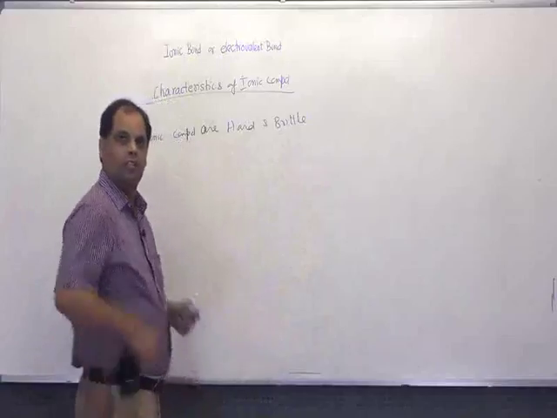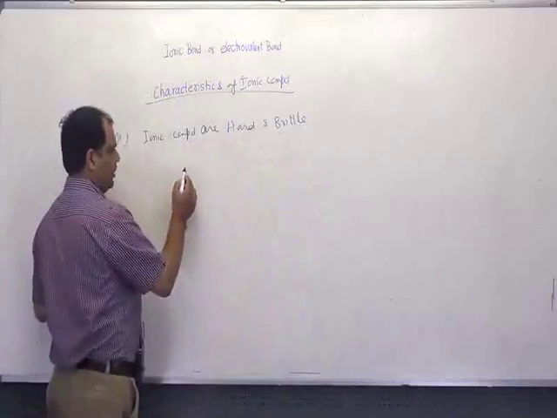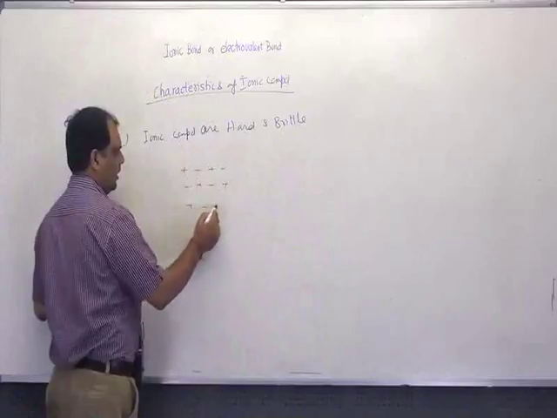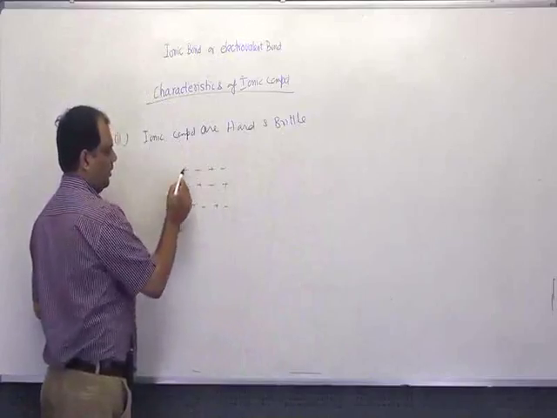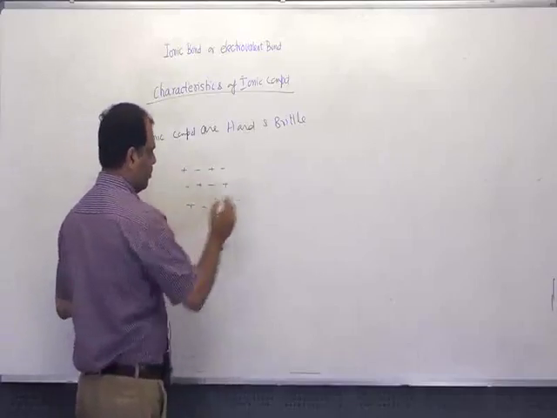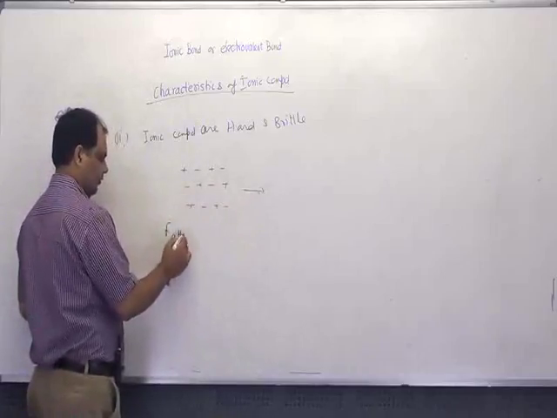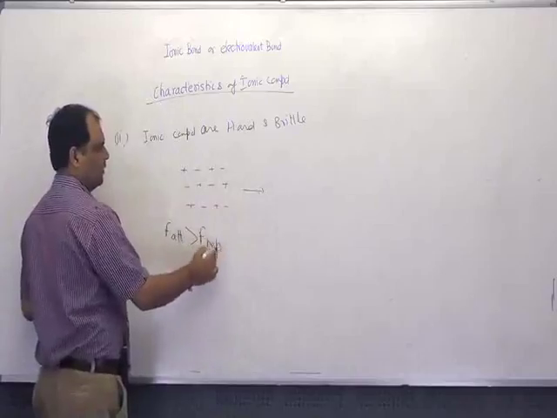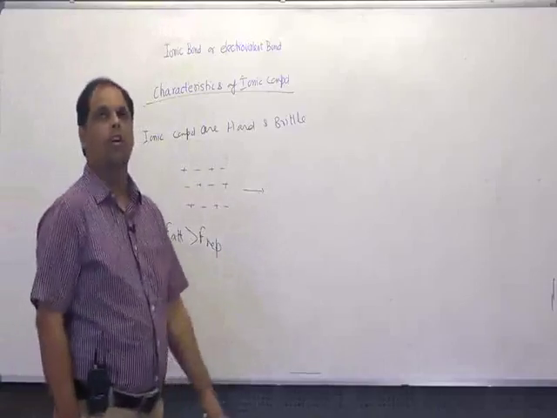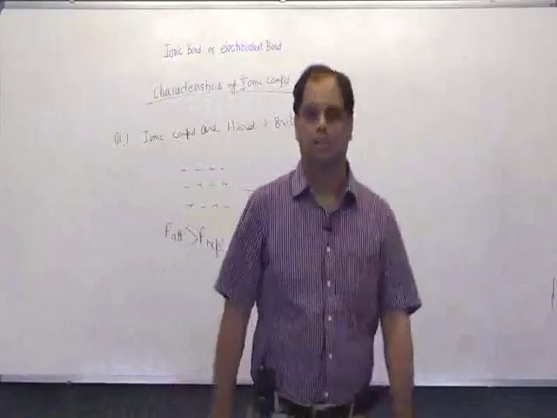Then brittleness: they are brittle because the repulsive force is also very high. For example, just say: cation, anion, cation, anion, anion, cation, anion, cation, cation, anion, cation, anion. This is ionic compound. Cation has closest neighbor anion, anion has closest neighbor cation. So in this case, F attractive is more than F repulsive, and the magnitude of attractive force is much higher than the magnitude of repulsive force, and then strong Coulombic force of attraction makes this compound hard.